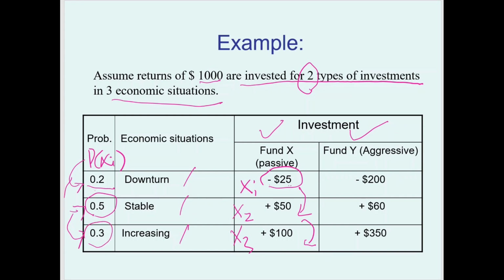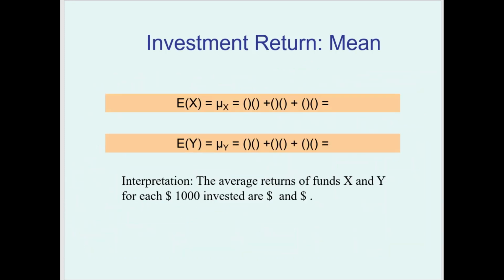Okay, so actually you need to, this is equal to negative 25 times 0.2, and then 50 times 0.5 and 100 times 0.3. So you should be getting 50.